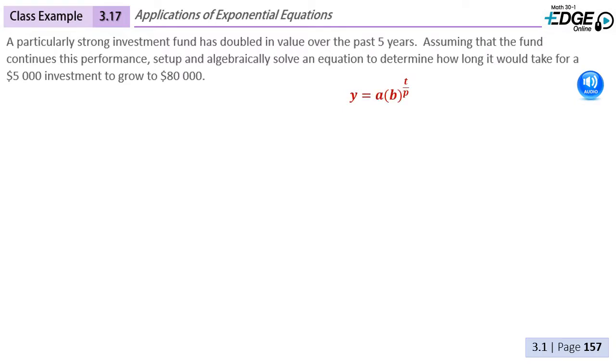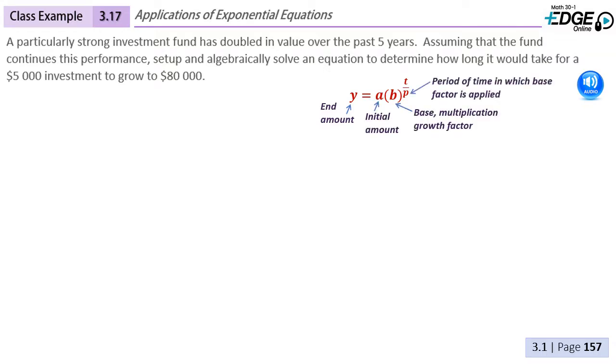We'll start with the formula that's given to us on our formula sheet. It says y equals a times b to the t over p. In this, the y is our final amount. The a is our initial amount. The b is the base of the power. That's how much we're multiplying by. In a question where we're talking about doubling, it will be a 2. Tripling, it would be a 3. If we were talking about halving or a half-life, it would be 1/2 or 0.5.